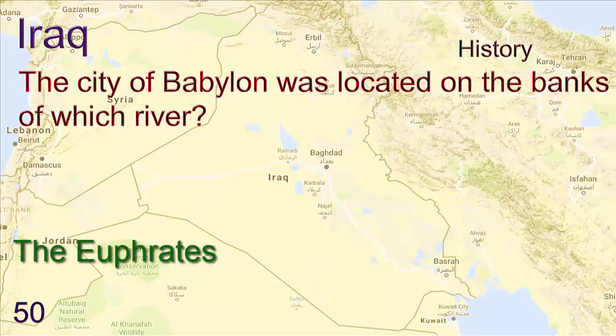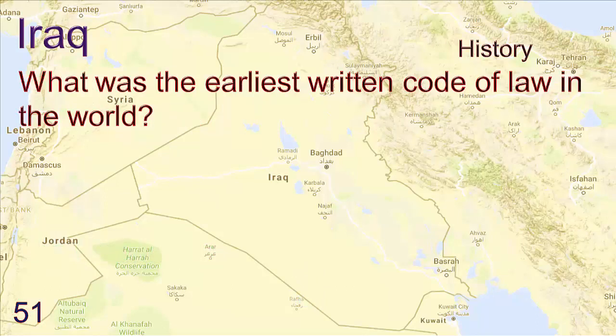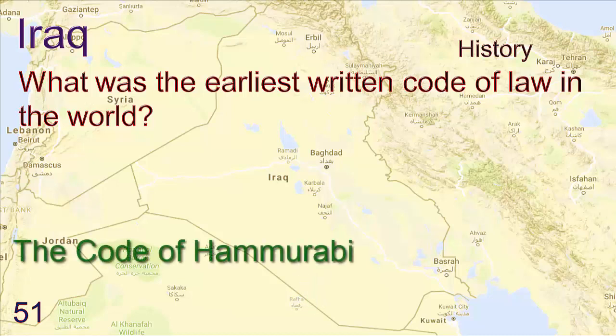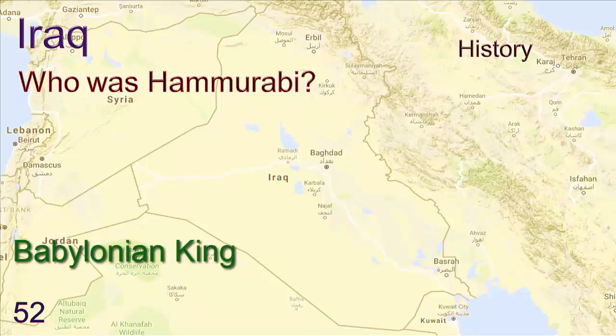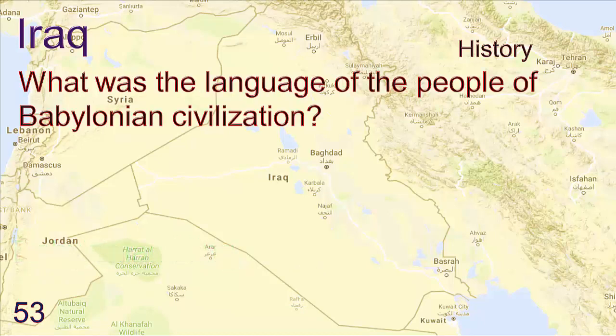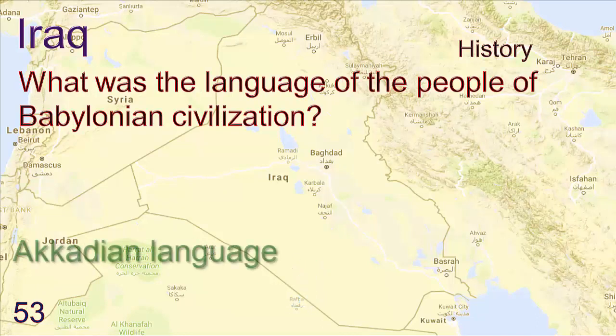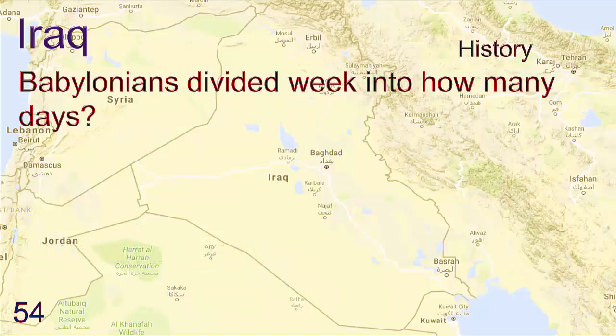The Euphrates. What was the earliest written code of law in the world? Answer is the Code of Hammurabi. Who is Hammurabi? Babylonian king. What was the language of the people of the Babylonian civilization? Answer is Akkadian language. Babylonians divided the week into how many days?